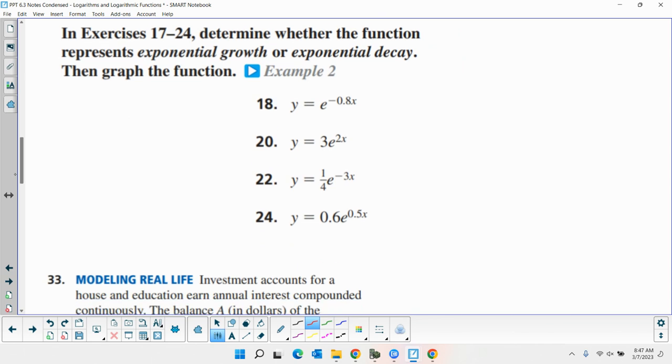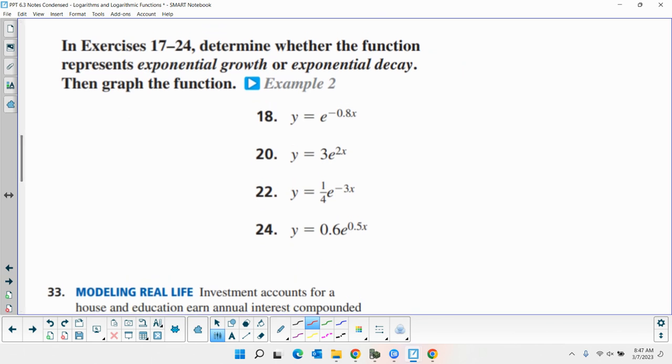All right, then we did those 4. It says determine whether the function is growth or decay, and then you're supposed to graph it again. We're just doing that in our calculator, but we have a negative exponent there, so that's decay. Positive exponent there, so that's growth. Negative exponent, decay. Positive exponent, growth. And again, just put those in your calculator, okay?